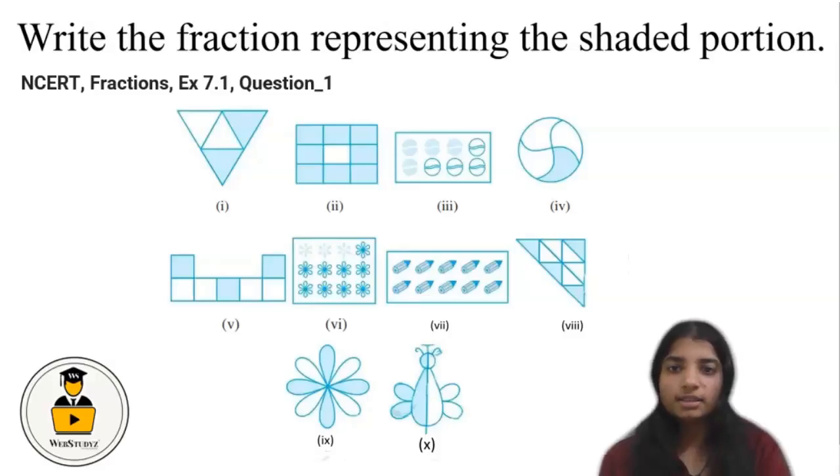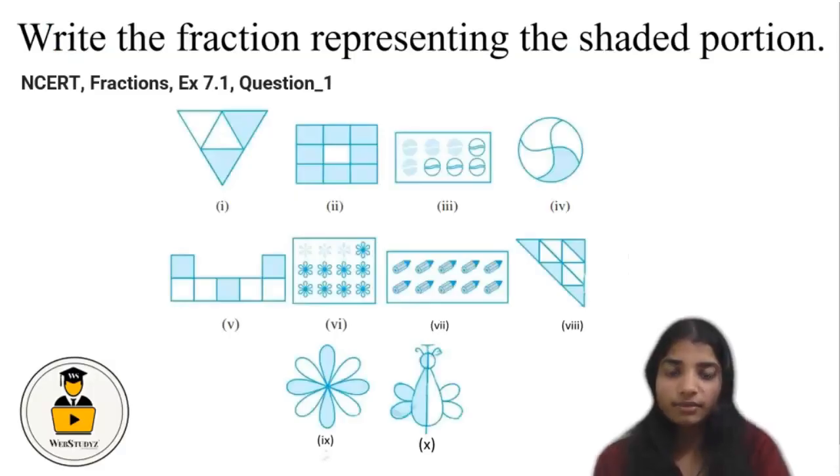Students, let's discuss the question. In this question, we have to write the fraction representing the shaded portion. Whenever we have to find the fraction representing the shaded portion, firstly we have to find the total number of portions which the shape has, and after that we have to find how many of those shapes are shaded, and then we can find the ratio in order to find the fraction. So if we start with part 1, we are given this triangle region.